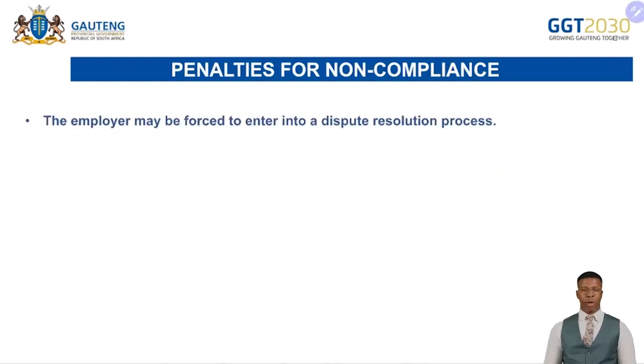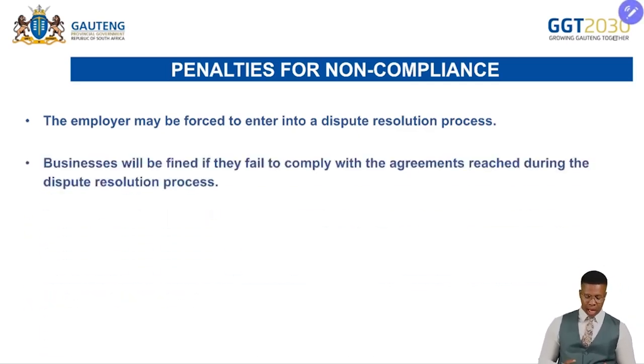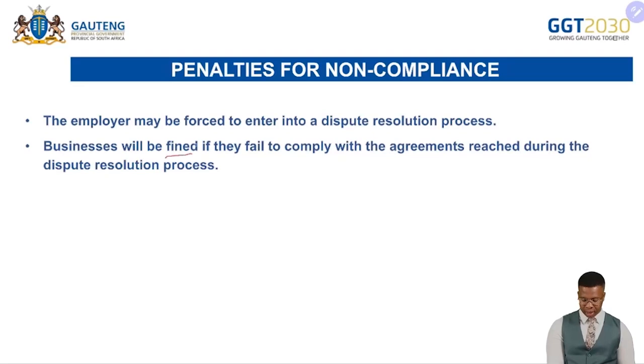And then punishment for a business that is discriminating, because when you're looking into your legislations, you should look into the purpose, then look into discriminatory actions, and then ask, if one is discriminating, what can be the penalties, because those discriminatory actions mean the business is not complying. Now, the employer may be forced to enter into a dispute resolution process. That's one penalty. Another one is that the business will be fined if they fail to comply with the agreements reached during the dispute resolution process.